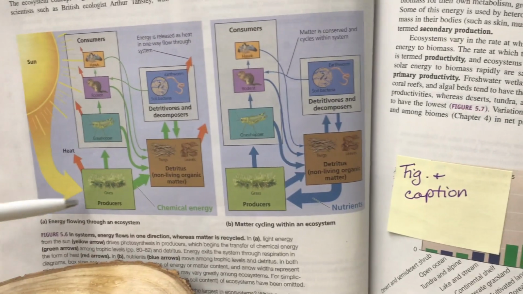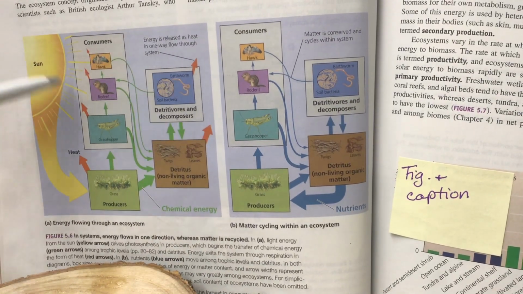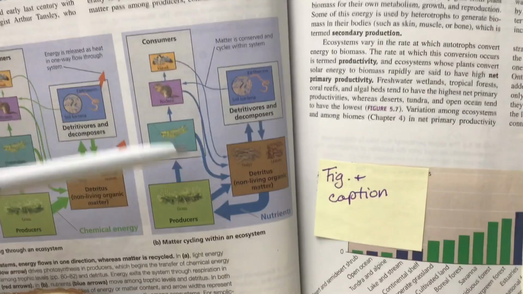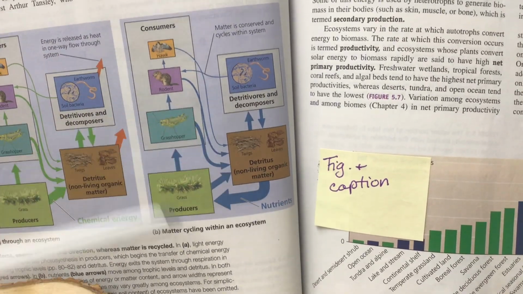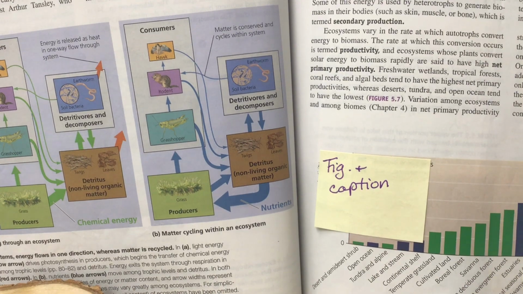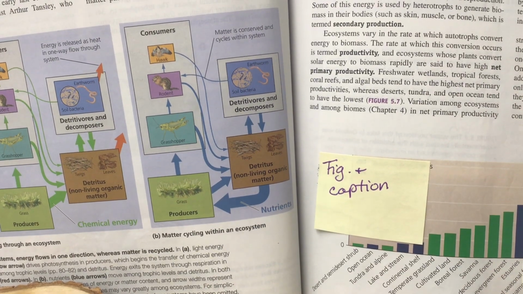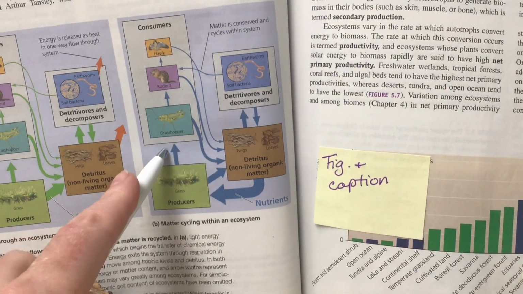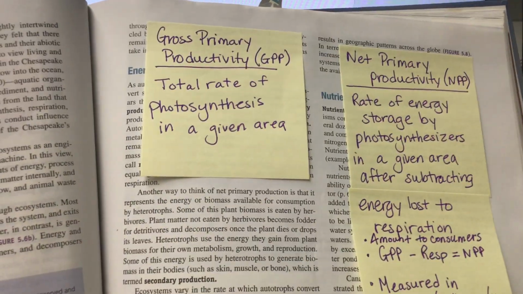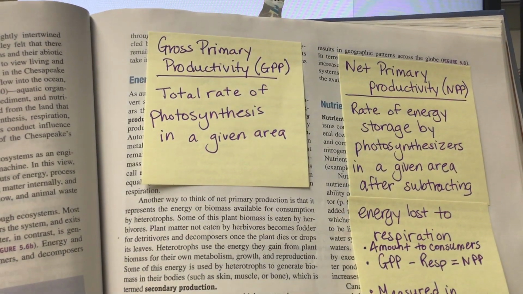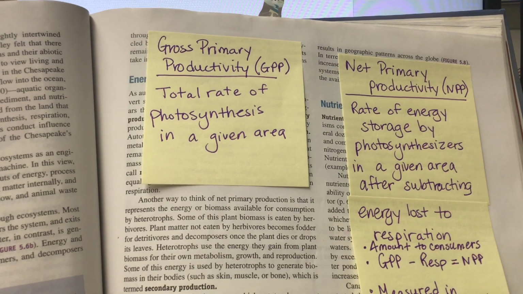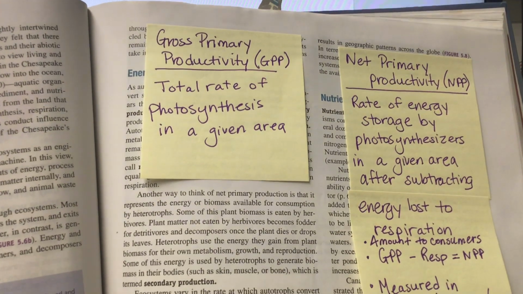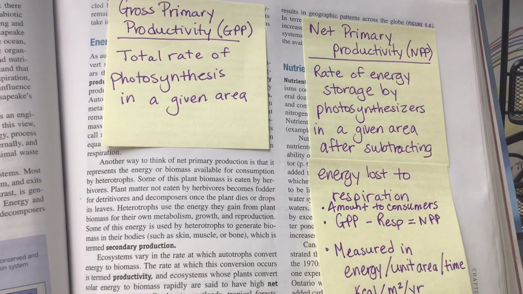Energy is lost to the ecosystem because it transforms into heat, which is unusable. Matter is recycled in ecosystems. That's an important thing to remember. I don't have a sticky note here, but you should know the figure and caption for here as well. Gross primary production is the total rate of photosynthesis in a given area. That's a definition you need to know. So that is, I'm going to flip over here to the first page.